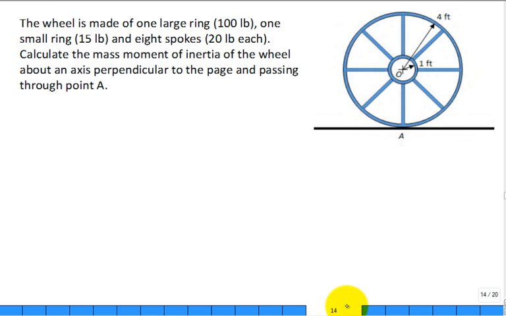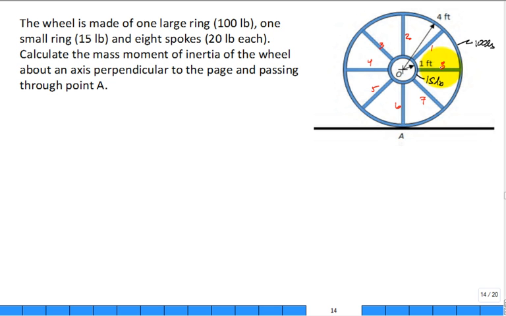Well, one last hard problem. A wheel is made of one large ring, so this outer ring is 100 pounds. And a small inner ring, that inner ring is 15 pounds. And each spoke has 20 pounds each. How many spokes do you see? Spoke 1, 2, 3, 4, 5, 6, 7. So 8 spokes, and they're 20 pounds each.